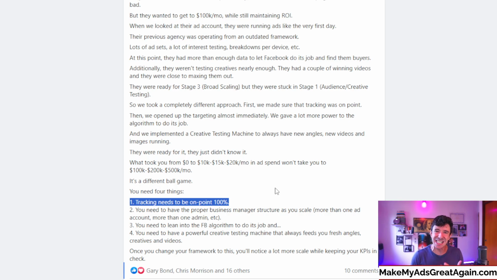Number 3, we need to lean more into the Facebook algorithm to do its job. And the way we do this is by targeting broader and broader and broader audiences and letting the Facebook targeting do its thing and optimize. And number 4, we need to go from targeting focus to creative focus. We'll still manage targeting, of course, but what we deploy is a creative testing machine so that you can always come up with new angles, new creatives, new things that are working, and all of that good stuff.